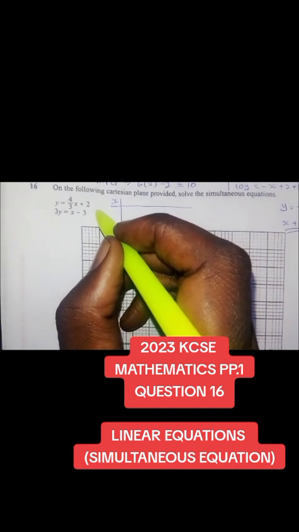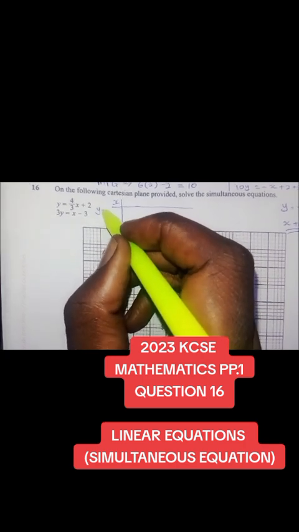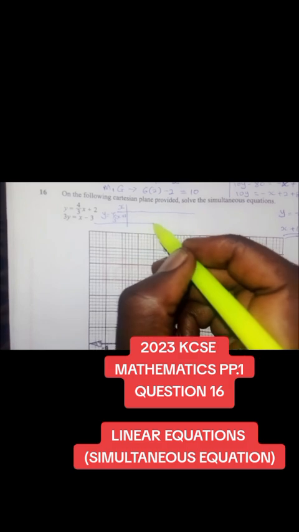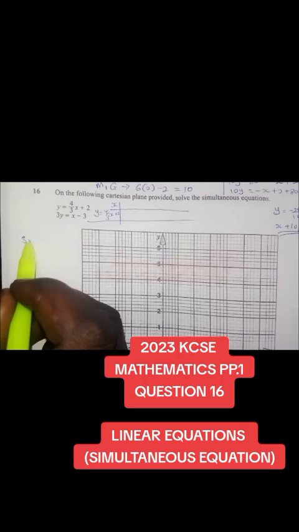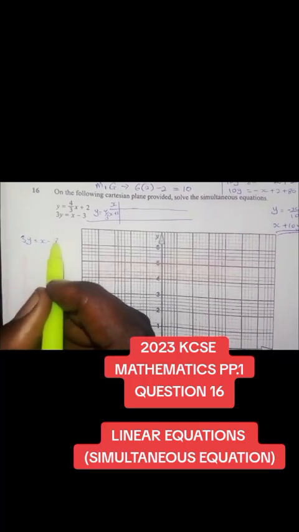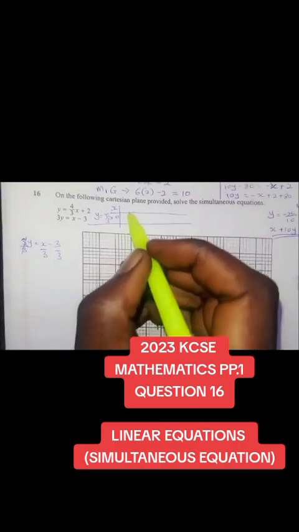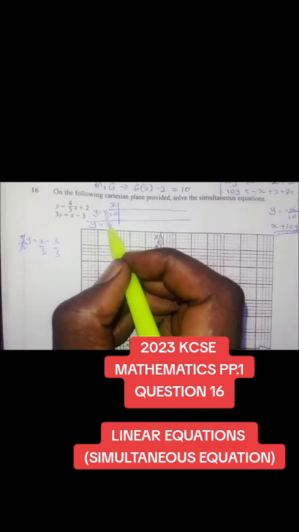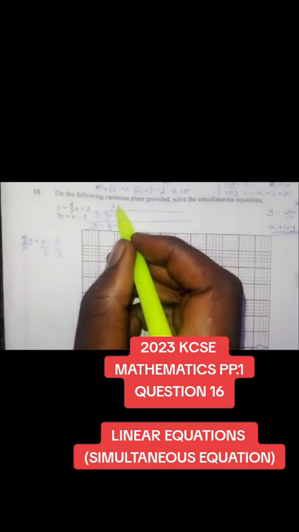You have the first equation here as y is equals to 4 over 3x plus 2, and maybe I just simplify the other one. If I have 3y is equals to x minus 3, I divide by 3, divide by 3, divide by 3, it means that I'm going to have y is equals to x over 3 minus 1. So those are my two equations.